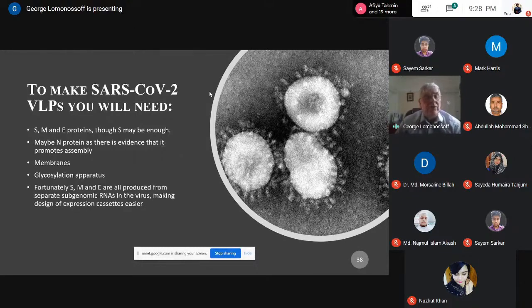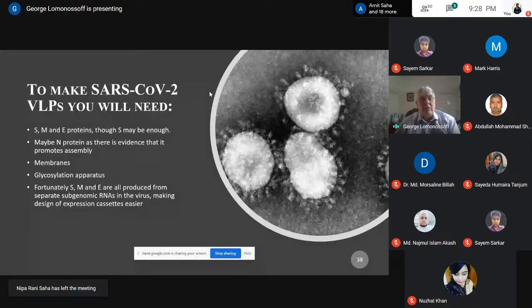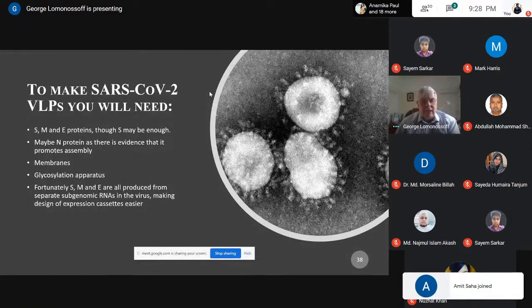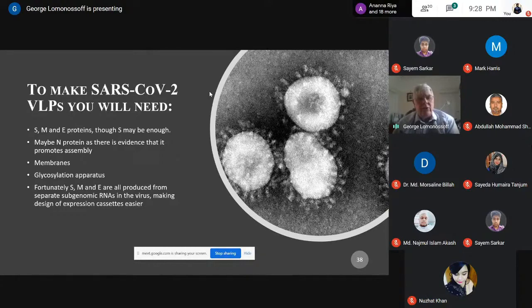Now, fortunately, each of the S, M, and E proteins are produced from separate subgenomic RNAs in the virus, making design of expression cassettes easier. What I mean by that is you've got separate genes. You don't require some kind of proteolytic processing cascade, which was one of the issues with dengue virus. So in a way, just taking the reading frames is fairly straightforward.